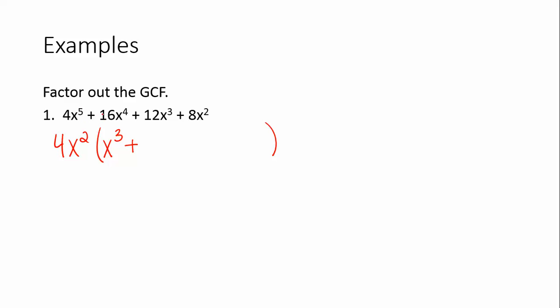Plus, I had 16x to the 4th. I'm left with 4x squared. 4 factored away from 16 leaves us with 4. I had an x to the 4th. I took out x squared. I have x squared left over. Plus 3x plus 2. Remember, if you were to distribute that 4x squared back through the parentheses, you should get the original problem.